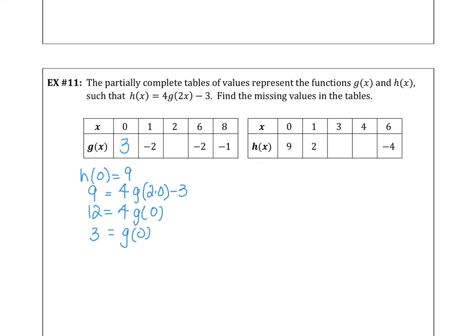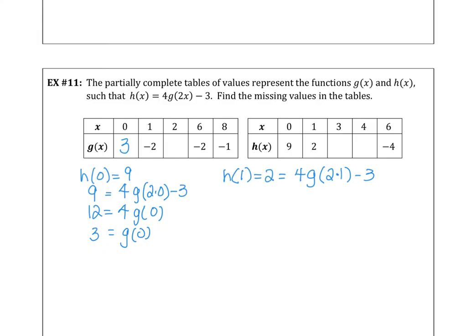Now we could use the fact that the h of 1 is 2, so I'm basing everything off of the h of x since we know these given things. So if the h of 1 is 2, and our function rule says 4 times the g of 2x minus 3, so 4 times the g of 2 times 1, because I'm really substituting a 1 in here.